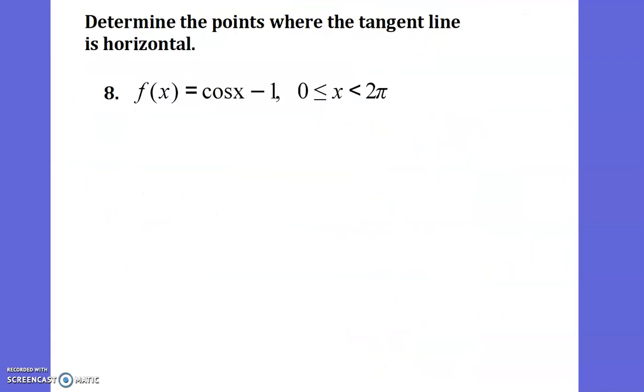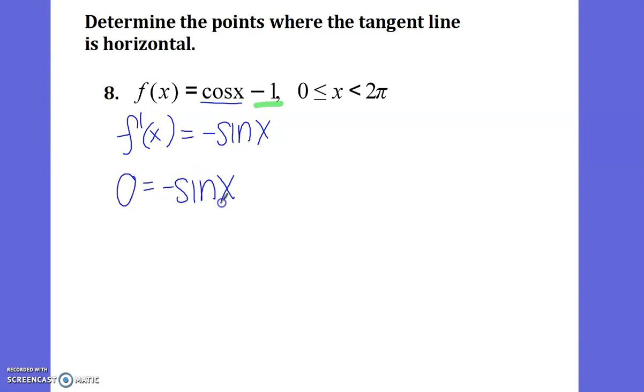Okay, let's try this last one. Just like we did before, we need to take the derivative. The derivative of cosine is negative sine x. The derivative of a constant is 0. I set my derivative equal to 0 to find out where the slope is 0 so that it's horizontal. Divide by negative 1, and 0 equals sine x.